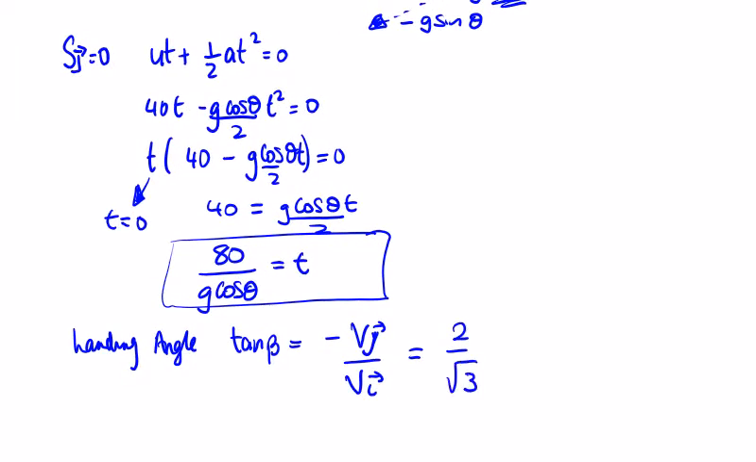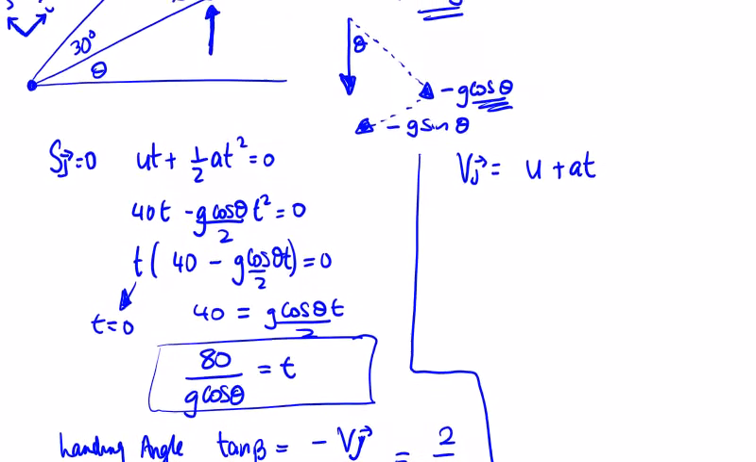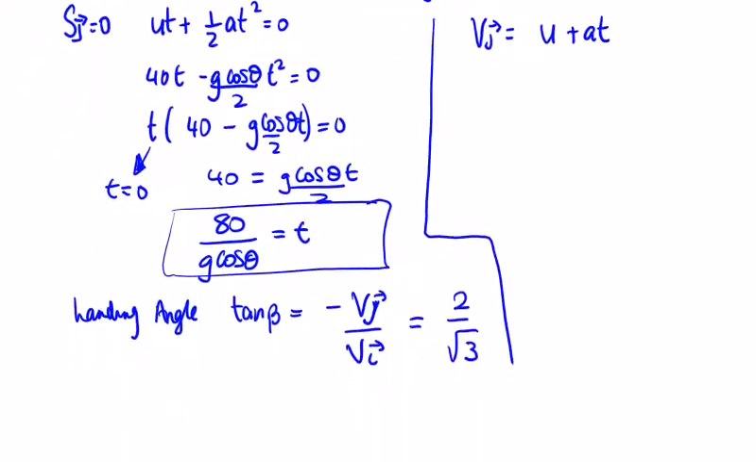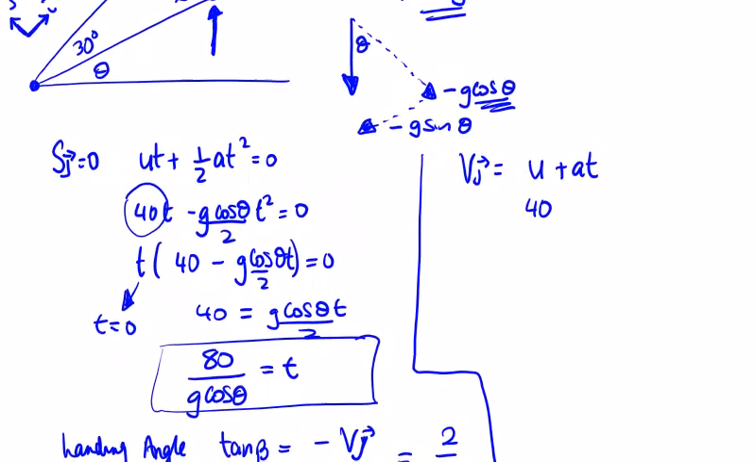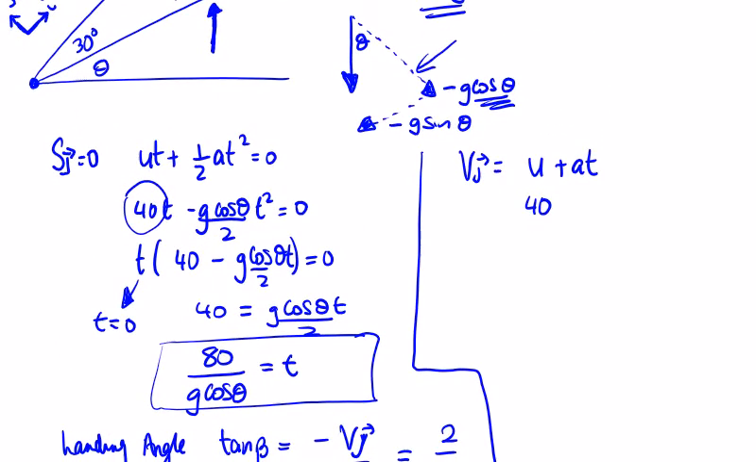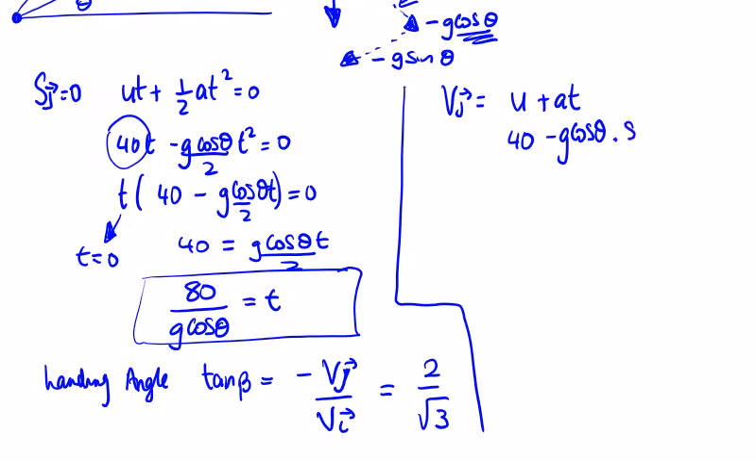So let's have a look at both velocities. I'll do them here. So the velocity of j is equal to u plus at. What do we get for u? Well, we have it over on the left there. You can see it's 40. The acceleration, just double check it, minus g cos theta. And the time, 80 over g cos theta. My g cos theta is cancelled, so the velocity of j at this point is 40 minus 80, minus 40.